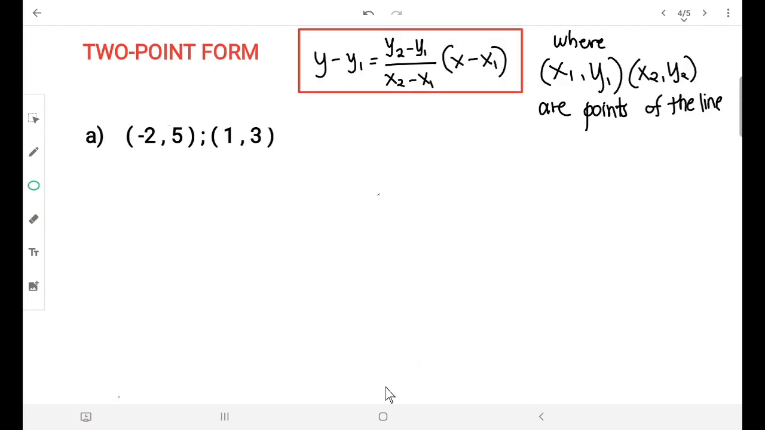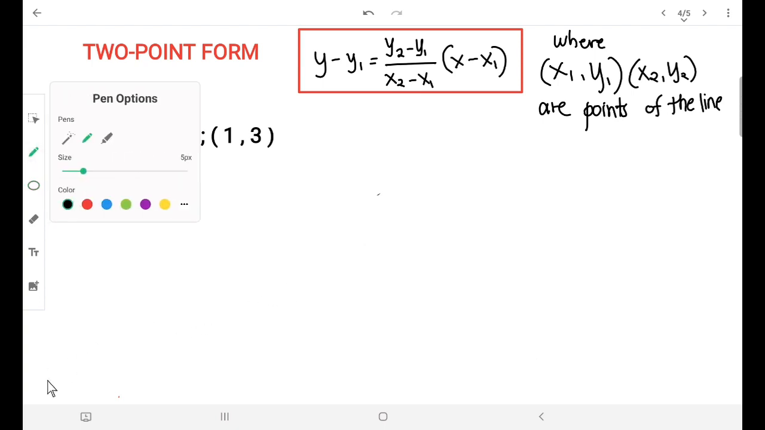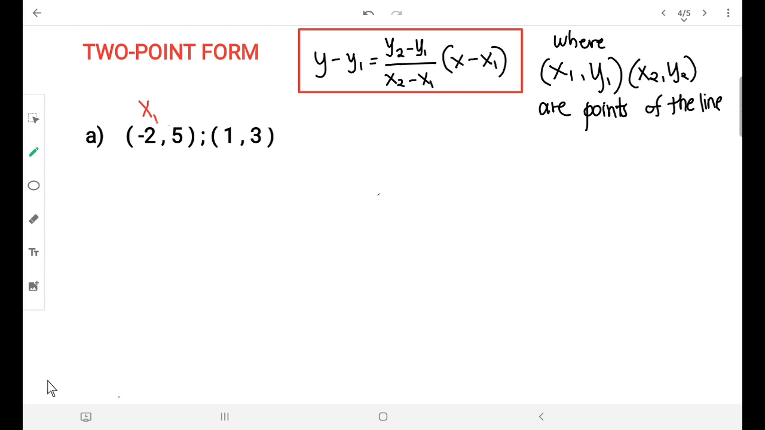Next, we have the 2-point form. So we have y minus y sub 1 equals y sub 2 minus y sub 1 over x sub 2 minus x sub 1 times the quantity x minus x sub 1, wherein x sub 1, y sub 1, x sub 2, y sub 2 are points of the line given. Okay? So as you can see, we have y sub 2 minus y sub 1 over x sub 2 minus x sub 1, which is also the formula of the slope. Okay? So my tip for you here is to solve first for the slope. So you have x sub 1, y sub 1, x sub 2, y sub 2.